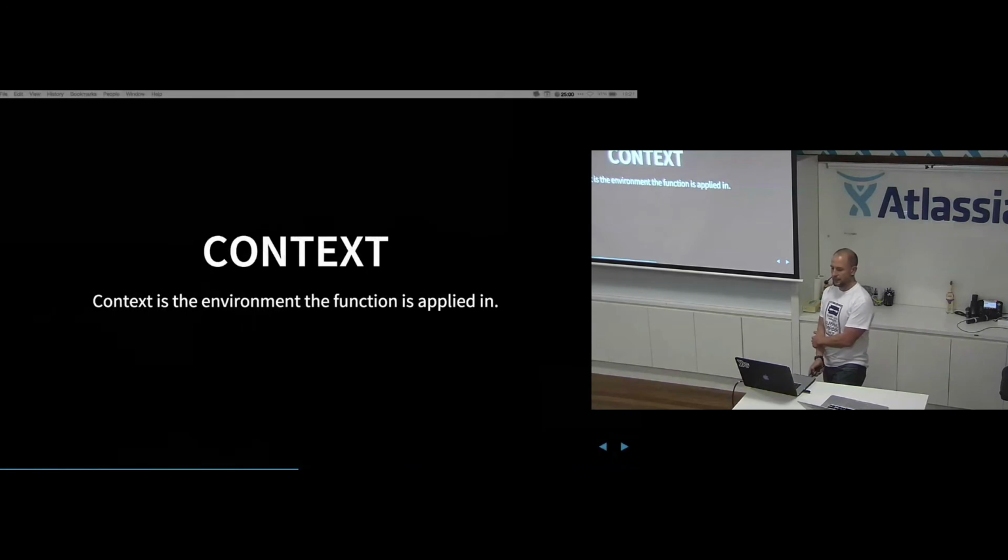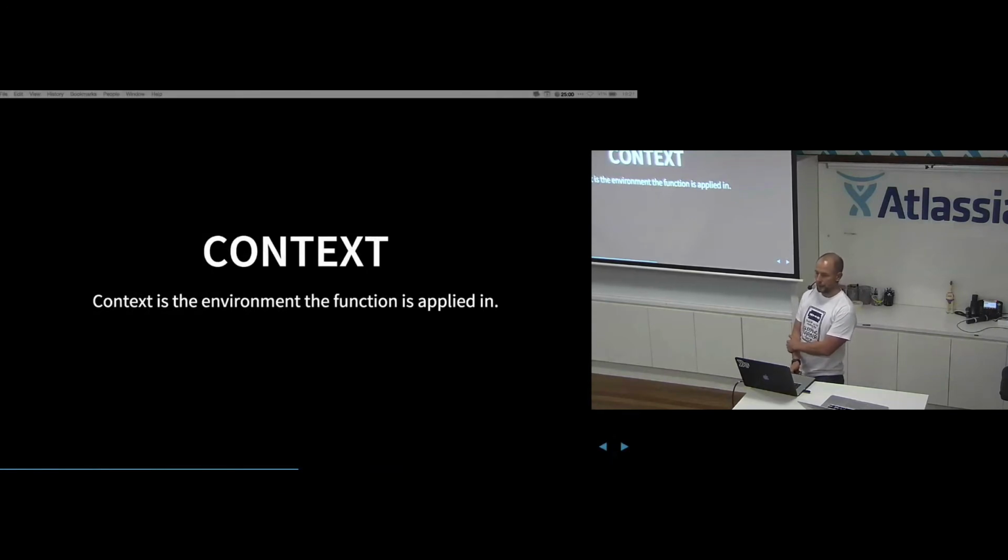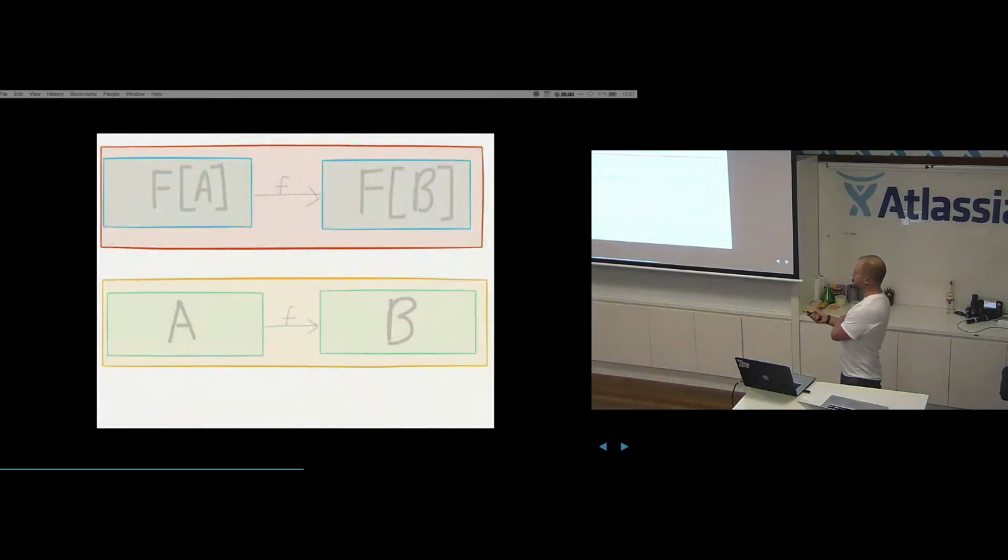The context is the environment that you apply the function in. So the function can behave differently depending on its context. Previously we had a function which took us from A to B, and now we have a function which takes us from an F of A to an F of B. So what we've done is we've taken a function that couldn't be applied into a context, and we've turned it into something which can be applied in a context. So we had a function which took an A and returned back a B, and now we have a function which takes an F of A and returns an F of B.